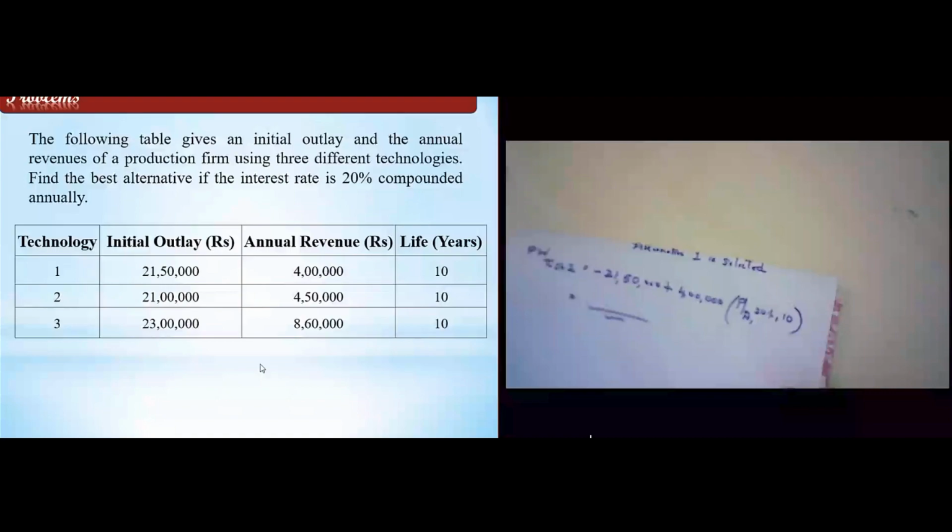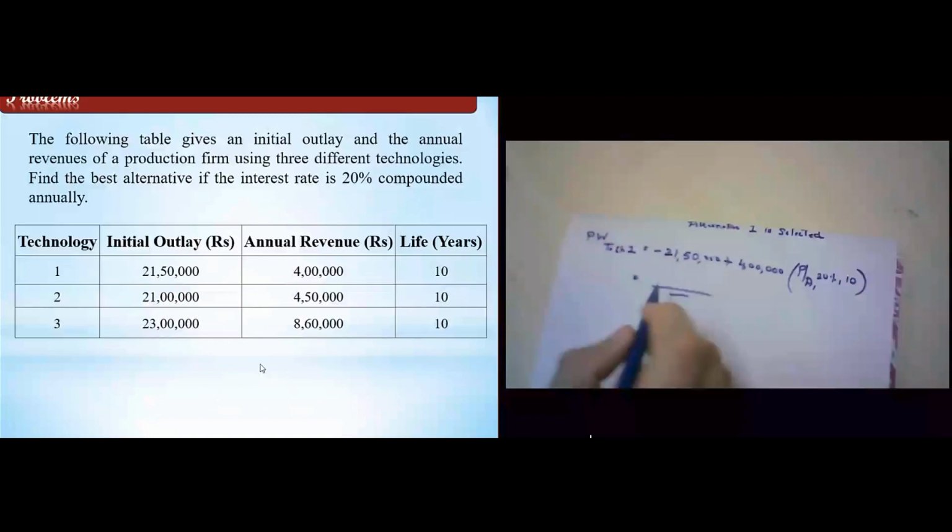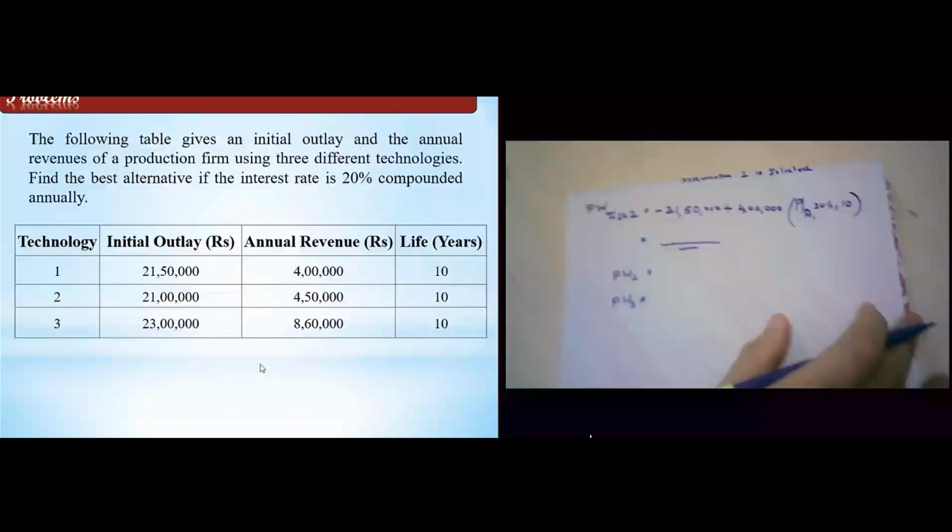Students, am I audible? Any difficulty? Yes, sir, you are audible. Okay. So we'll be calculating present worth of technology 1, then technology 2, and technology 3. So what is the value you get here? Has anyone calculated?